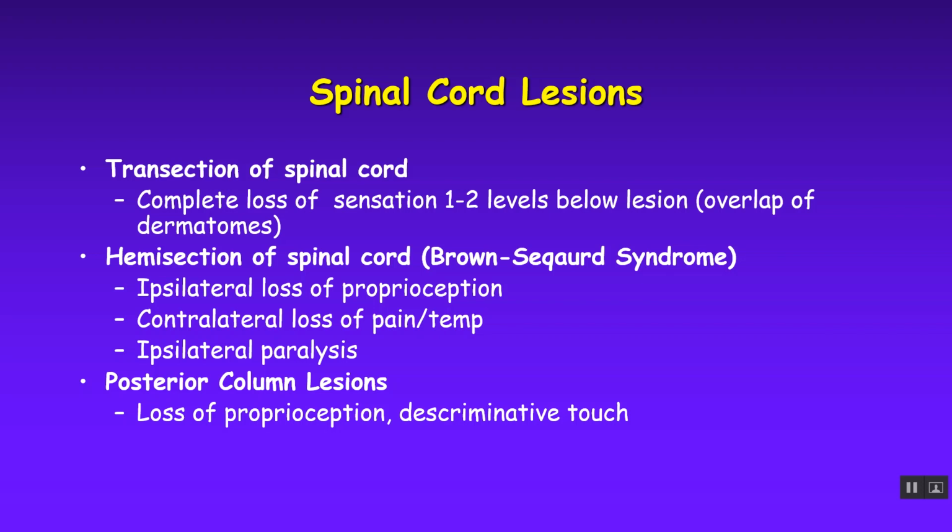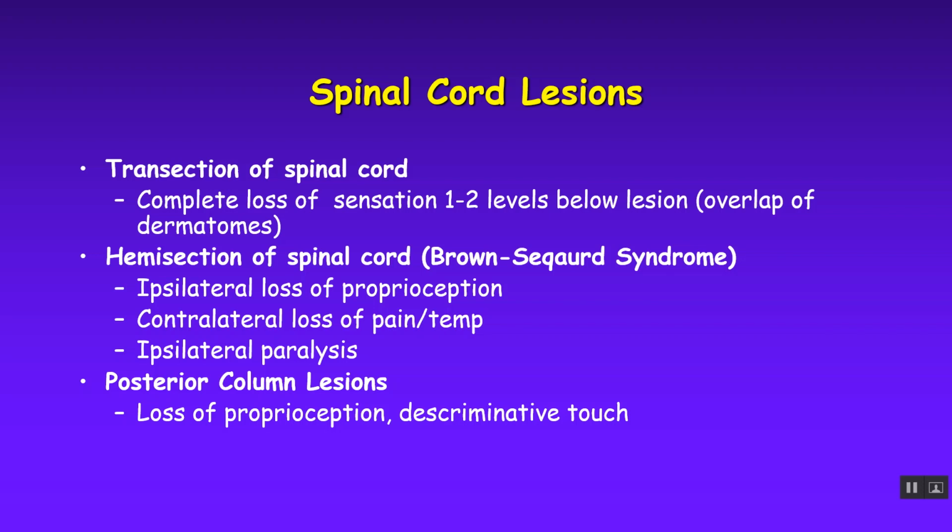So then there's a unique situation. I've seen a couple of cases. Called hemisection of the spinal cord, which is also known as Brown-Séquard syndrome. In the hemisection of the spinal cord, you get a unique presentation. You get ipsilateral loss of proprioception. When we're talking about ipsilateral, we're talking relative to the lesion. So if the lesion is on the left side, you're going to get loss of proprioception on the left side below the level of the lesion. You're going to get, though, contralateral loss of pain and temperature below the level of the lesion.